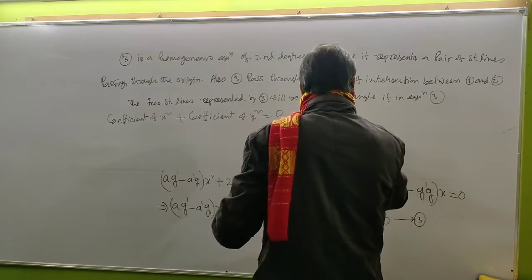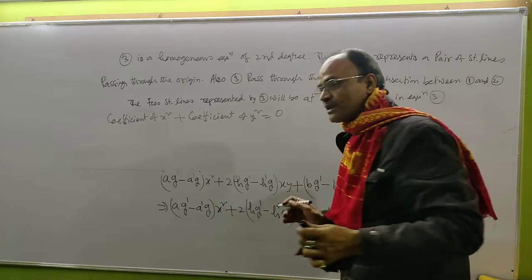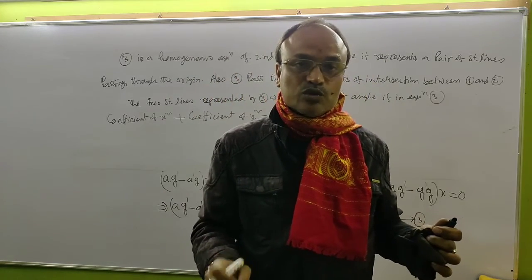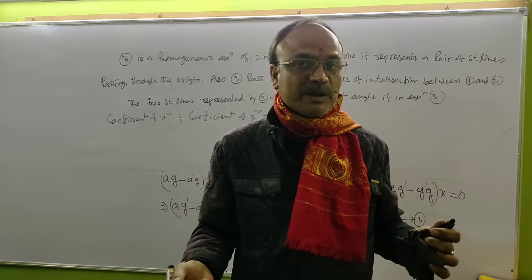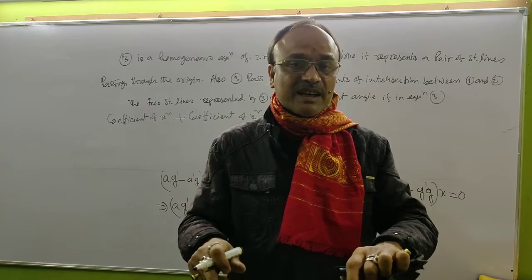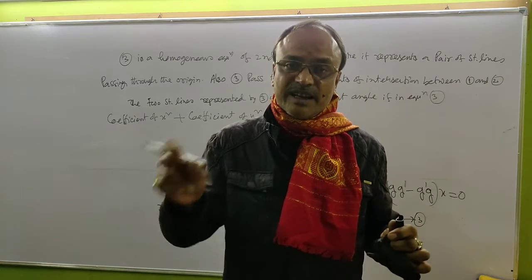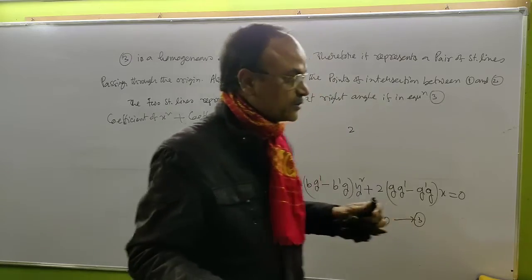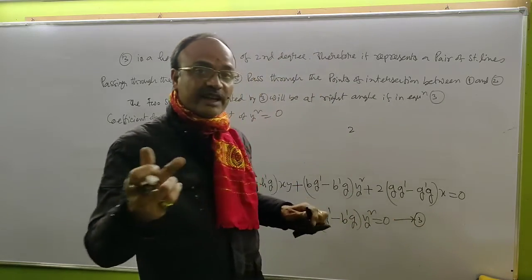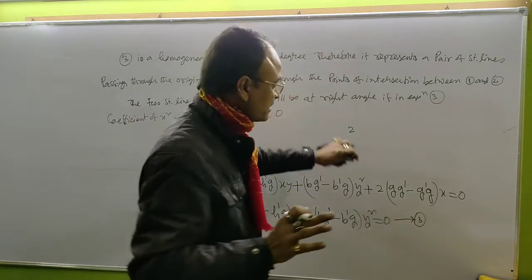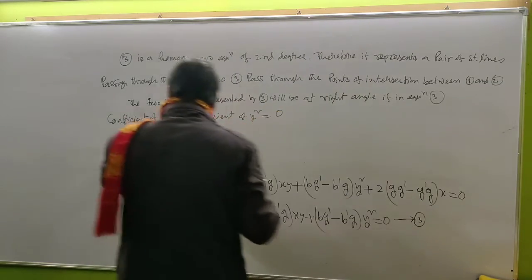For the two straight lines, the angle between them is given by tan theta is equal to 2 times root of h square minus ab divided by a plus b. The two straight lines will be parallel if h square is equal to ab. The two straight lines will be perpendicular if a plus b equal to 0. For the equation ax square plus twice hxy plus by square equal to 0, the homogeneous equation of second degree.